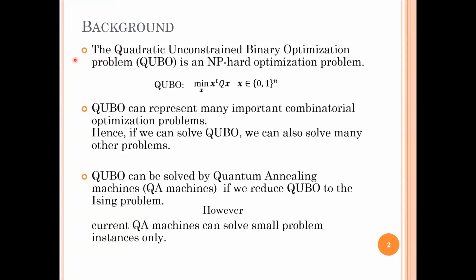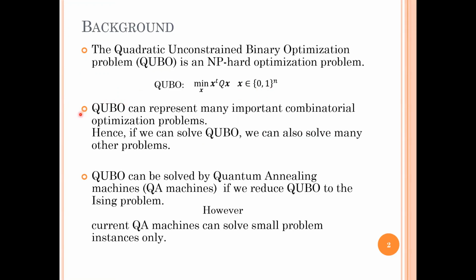To begin with, I'd like to present the background of this research. First, the Quadratic Unconstrained Binary Optimization Problem, QUBO for short, is an NP-hard optimization problem. QUBO is represented by this equation. Q is an n by n matrix, and the x vector is an n-dimensional 0 or 1 vector.